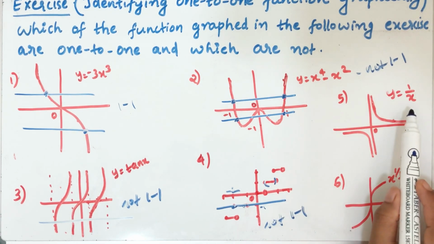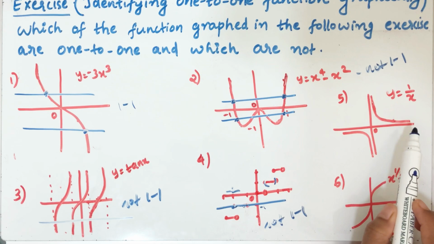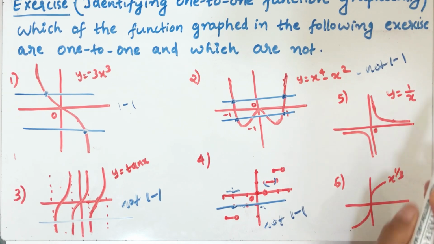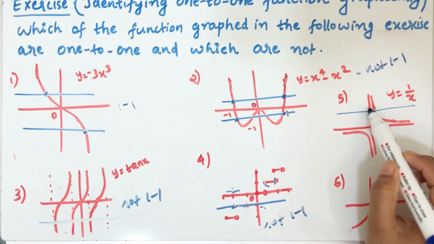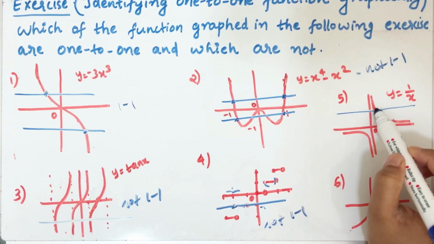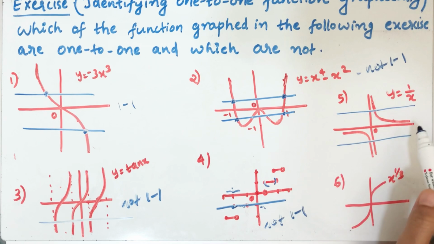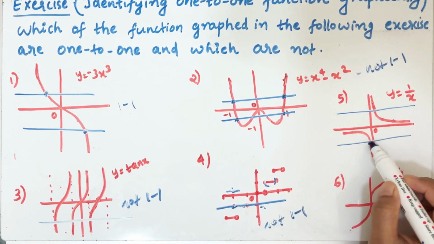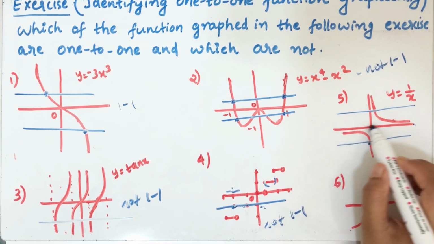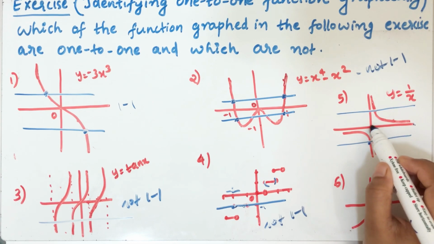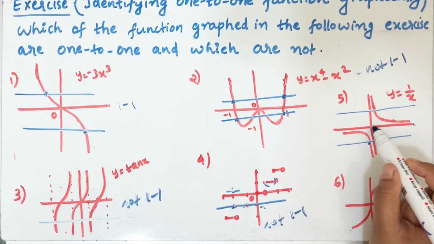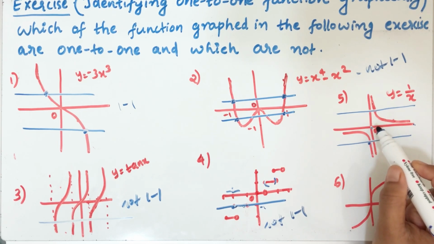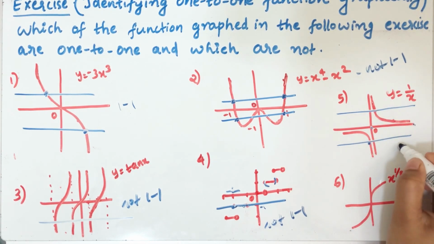Next, the graph of y equal to 1 by x. Here, this is 1-1. If we take any horizontal line on the positive y-axis, it meets at 1 point. If we take it on the negative y-axis, it meets at most 1 point. If we take the x-axis, that is y equal to 0, it meets at no points. That's not a problem, at most 1 point. So this is a 1-1 function.